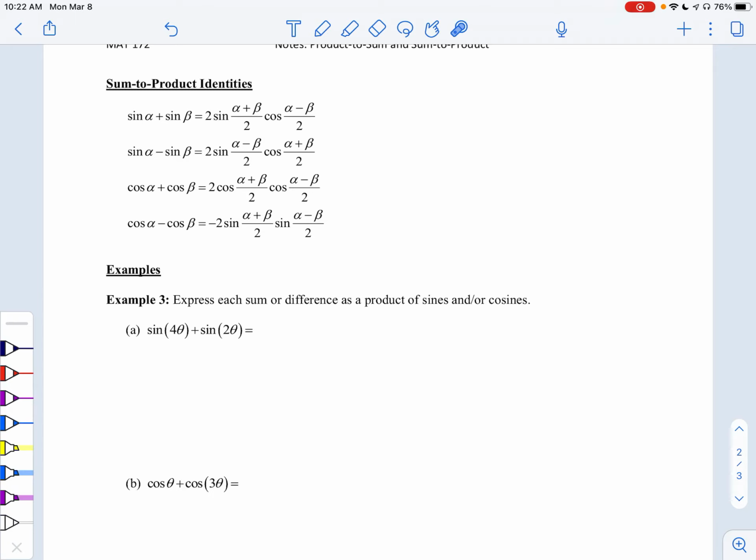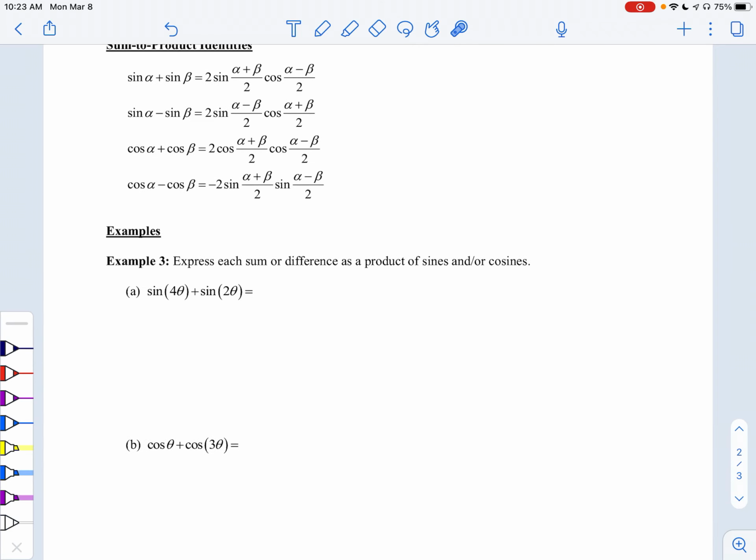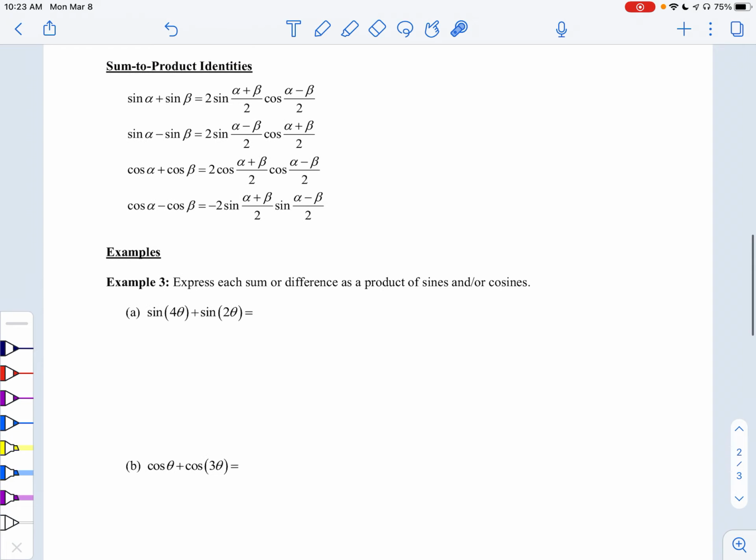And what these do is they take us from either a sum or a difference of sines and cosines, and they can rewrite them as a product. Okay, these would be useful potentially in a situation where maybe you're solving an equation. It's easier to solve an equation if it's in factored form or if it's multiplied than if it's added or subtracted. So that would be one potential use of these equations. But we're going to look at them to just kind of simplify some expressions again and to evaluate some of our trig functions. Okay, so example 3 here says express each sum or difference as a product of sines or cosines. So just using these identities to rewrite them as a product.